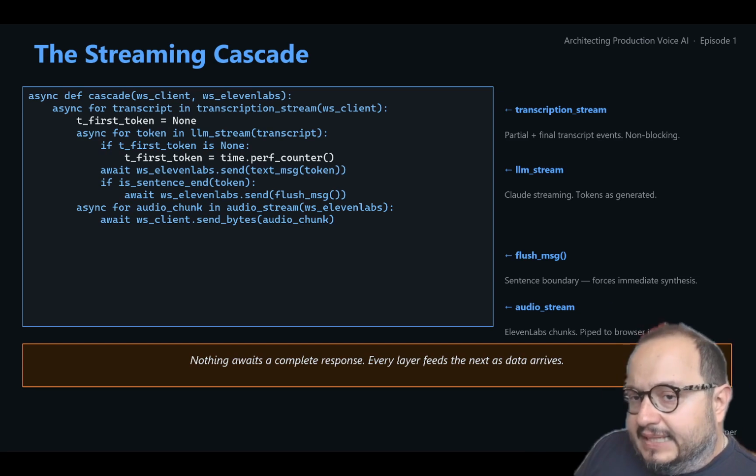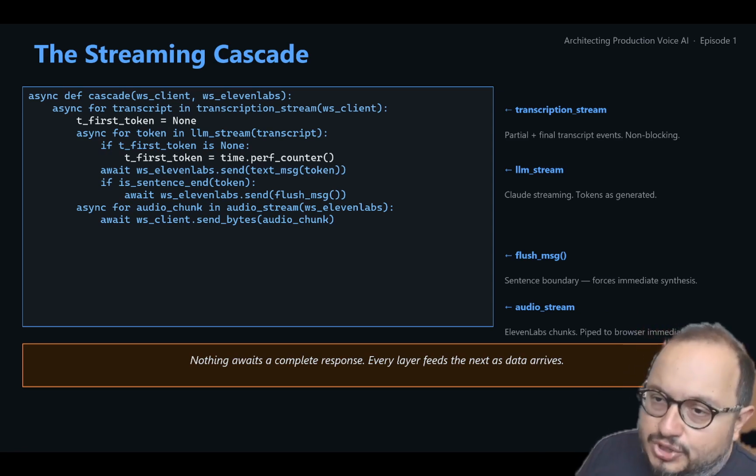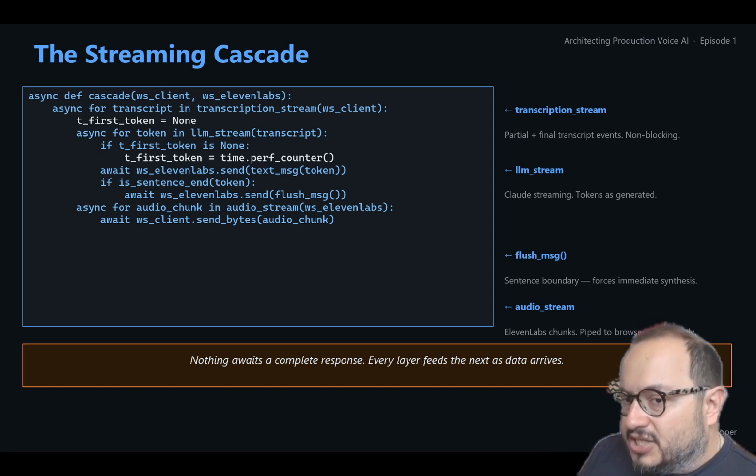Stage 2 is the LLM stream. We take the final transcript and call Claude, or whichever LLM you prefer, with streaming enabled. As tokens arrive, we push them into the ElevenLabs WebSocket connection in real time.